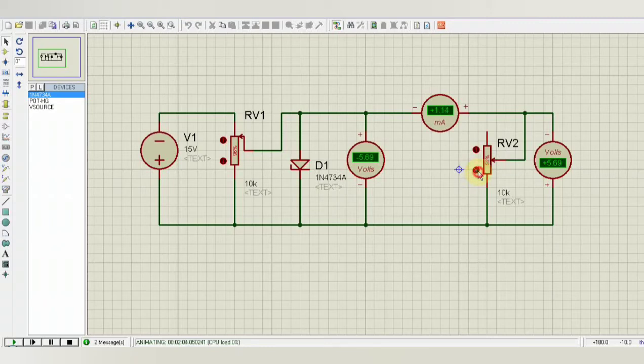Now current is around 1.14 milliamps. Load voltage is still fixed. Now we have seen that there is a slight change of 0.01 in the load voltage, and the current is around 2.27 milliamps. Let's see further. The current is increasing and the load voltage is gradually decreasing by 0.01.